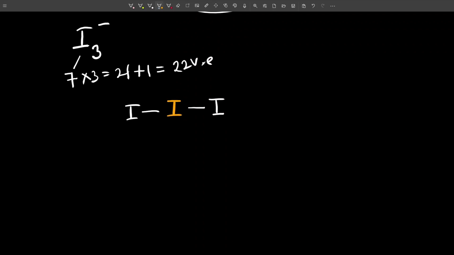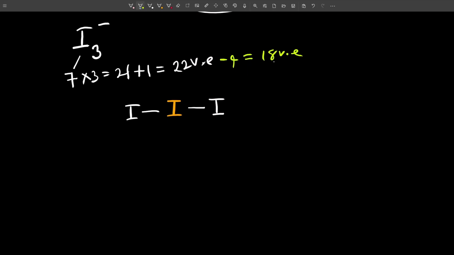So this is the central atom. Although they are all iodine, this is the central one, the middle of the three of them. Okay, so how many electrons have I used up now? I've used up 2 here, 2 here, that's 4. So subtract 4 from 22. This will give me 18 valence electrons.